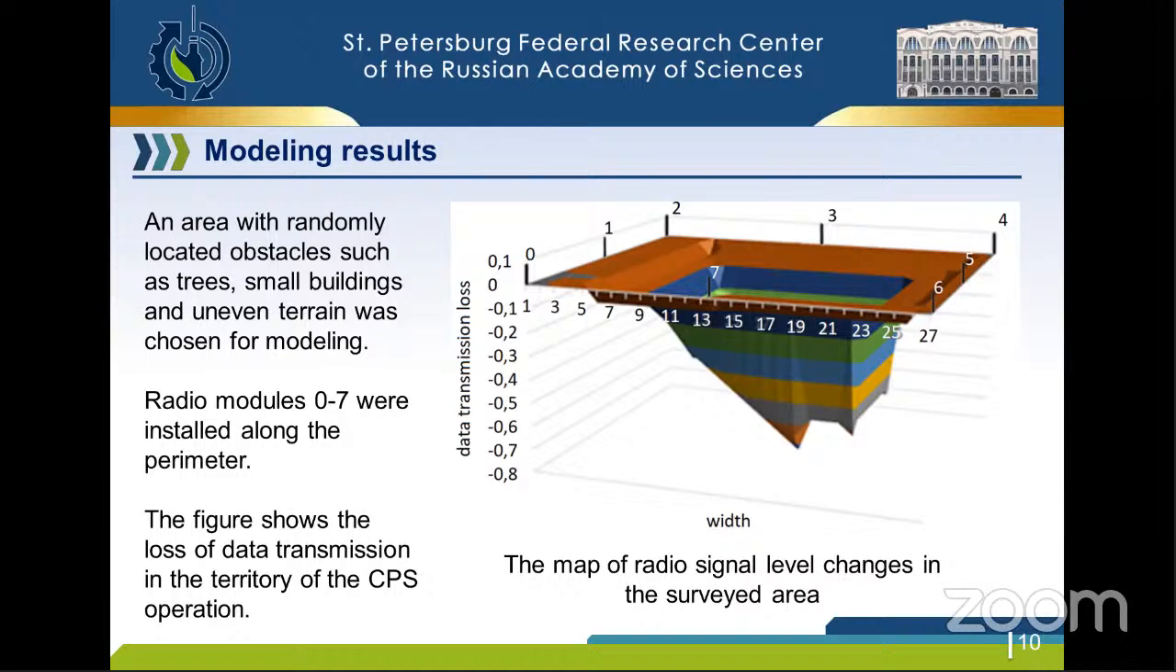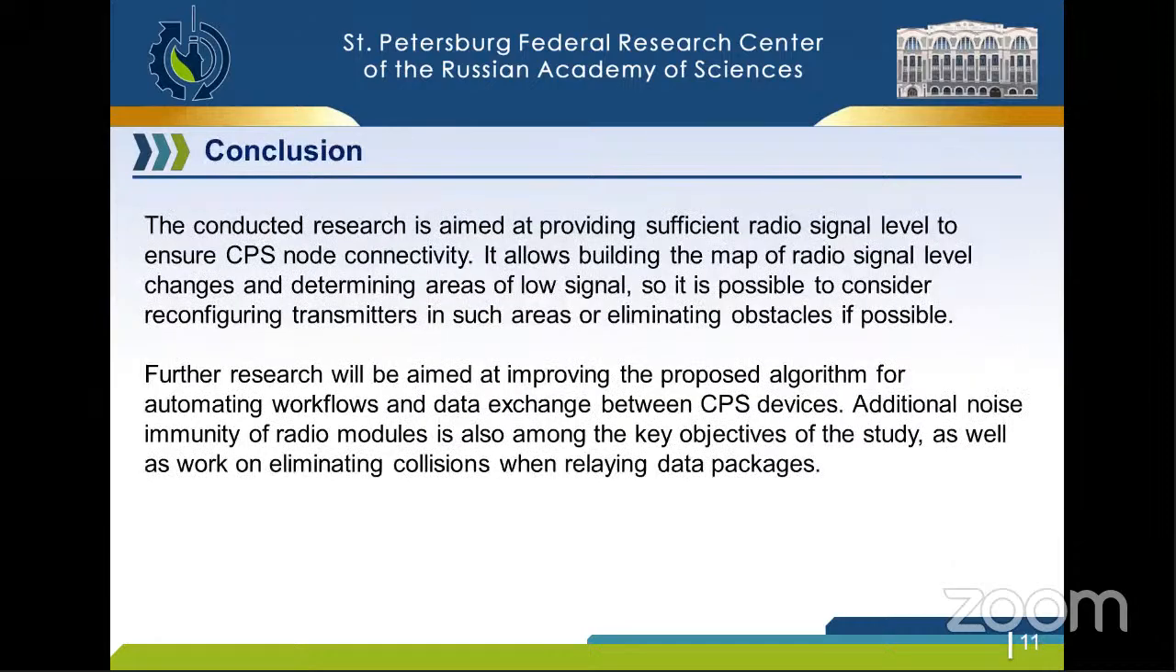The figure shows the loss of data transmission in the territory of the CPS operation. As can be seen from the figure, along the edges of the territory under consideration, where the radio modules are located, the loss of the signal is minimal, since there are no obstacles there. But in the center of the study area, there are noticeable signal losses due to the presence of various obstacles like buildings, water, and so on.